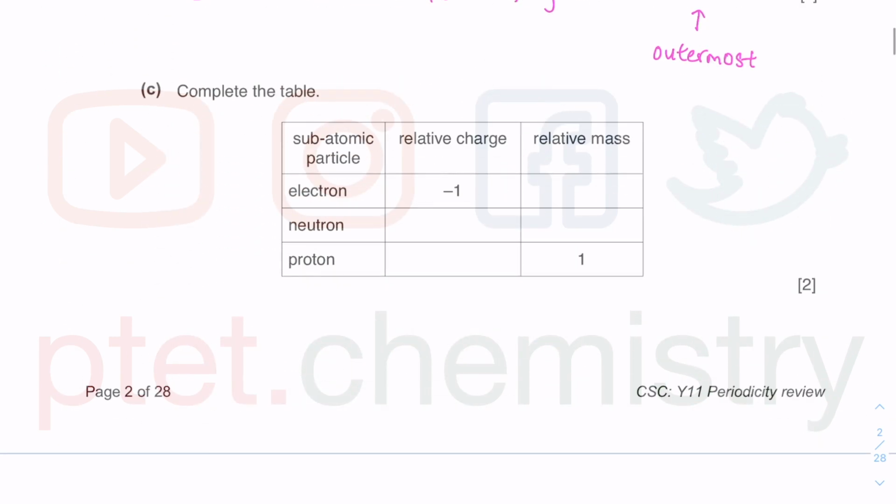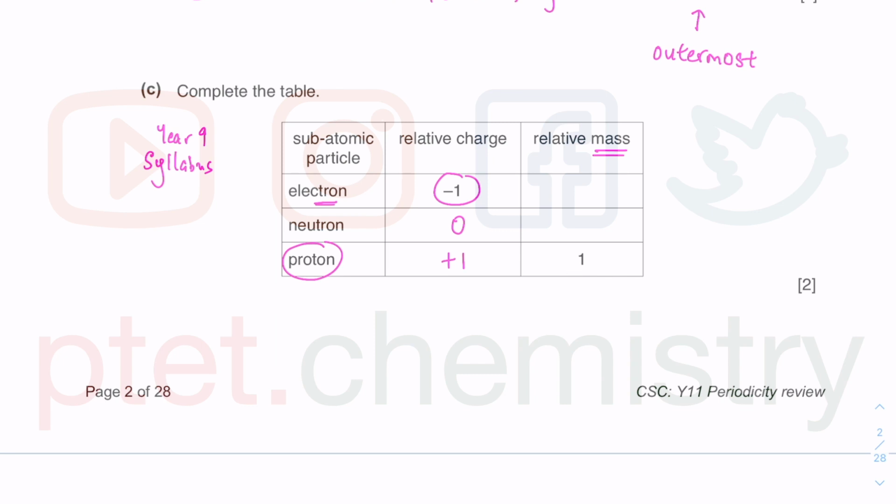Now complete this table. This is straight from the syllabus. This is a year 9 syllabus, and you are also required in your syllabus. Candidates should be able to complete this table. Electrons are negatively charged, as you could see that. Protons are positively charged. Neutrons have no charge. In terms of masses, mass is not charged. Charge has plus and minus. Mass has no plus or no minus.